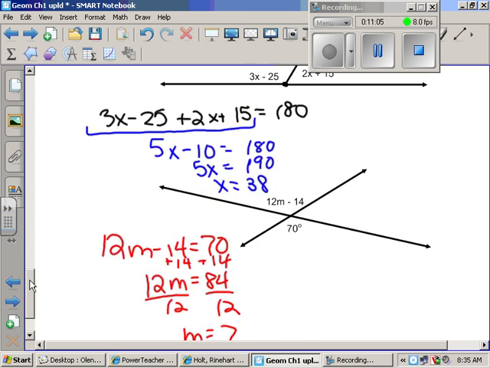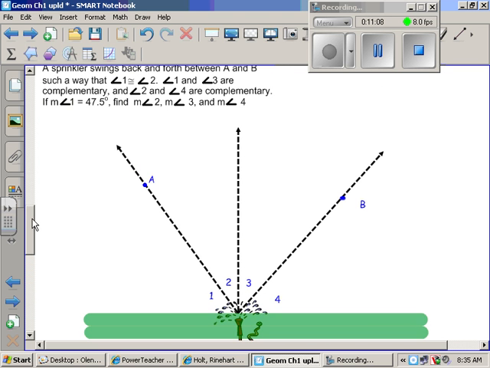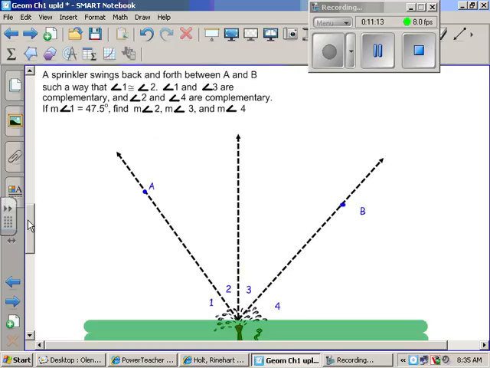Now let's do some application. We've got a sprinkler here. It says a sprinkler swings back and forth between A and B in such a way that angle 1 is congruent to angle 2. Angle 1 and 3 are complementary, and 2 and 4 are complementary. They gave you the measure of angle 1, which is 47.5. Find angles 2, 3, and 4.